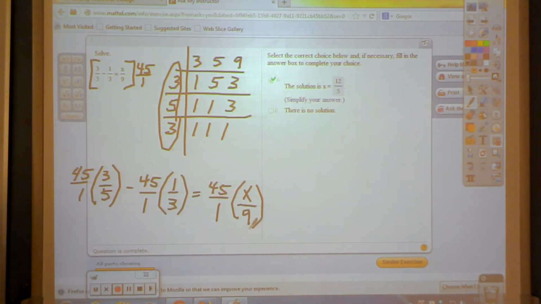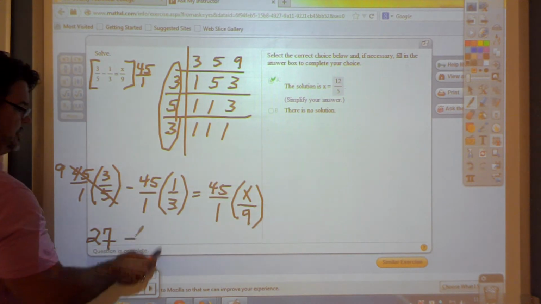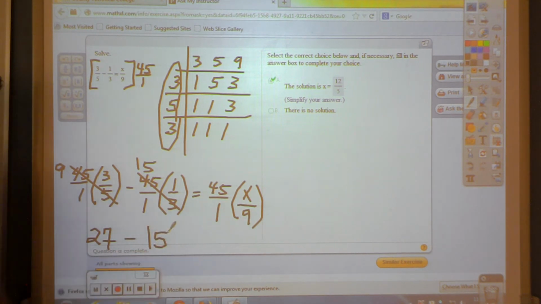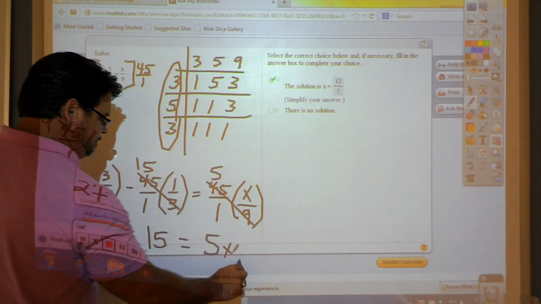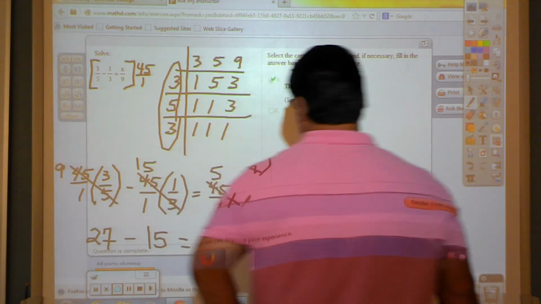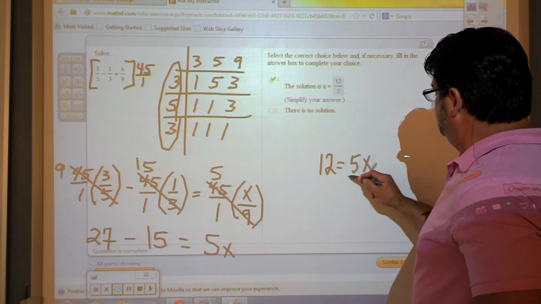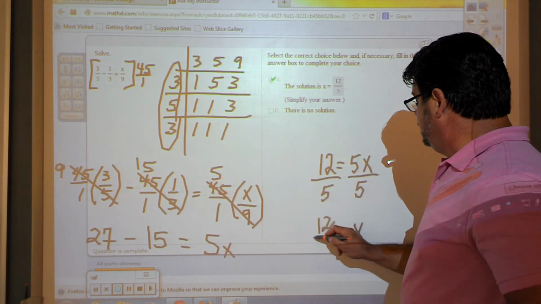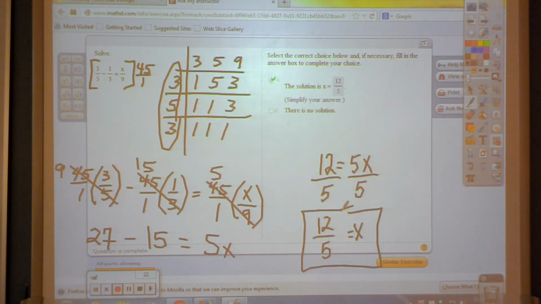And what happens with the 45 and the 5? And 9 times 3 is 27, minus 45 and 3, 15, is equal to 5x. And what's 27 minus 15? Well, 12 over 5. That should be your answer.